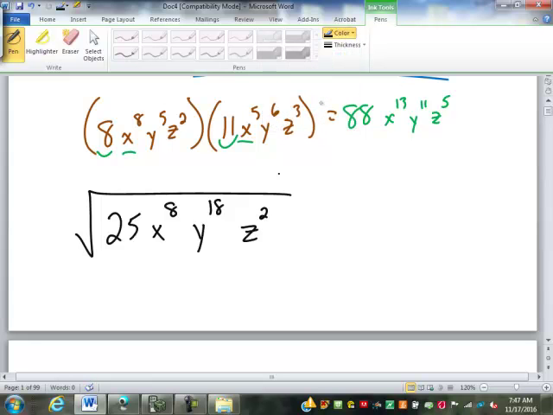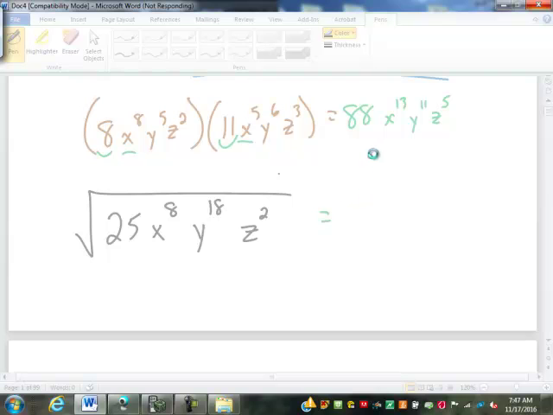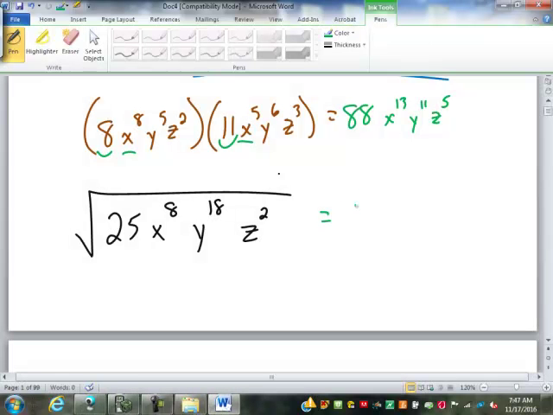So you run into something like this. That square root again, just like the powers, we apply it separately to each piece. What's the square root of 25? 5. Come on. Square root of x to the 8th? X to the 4. Square root of y to the 18th? Y to the 9. Square root of z squared? Z to the 1 or just z?